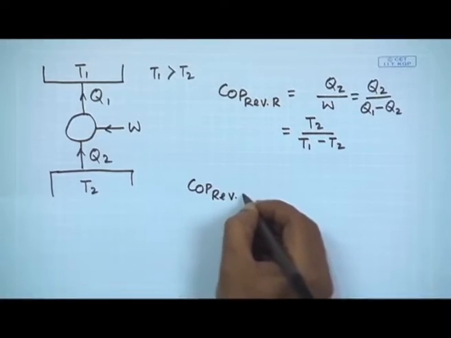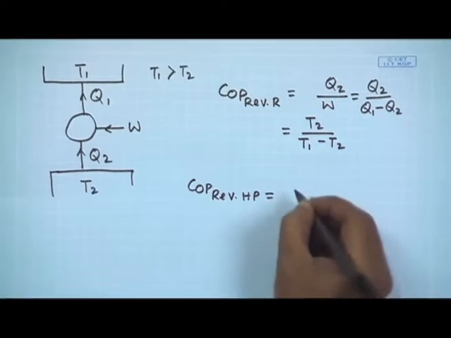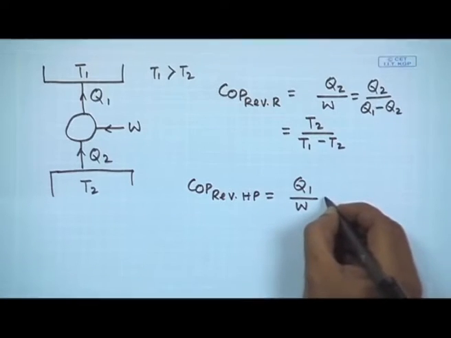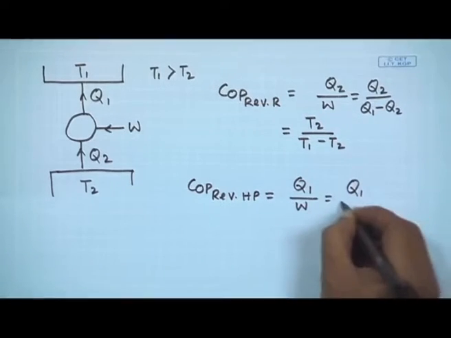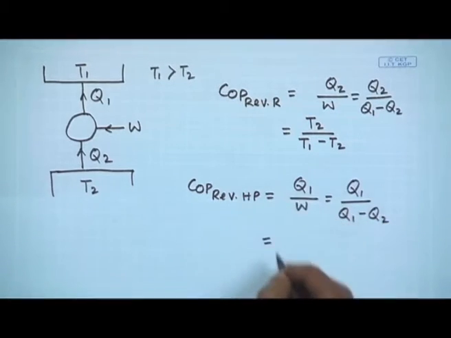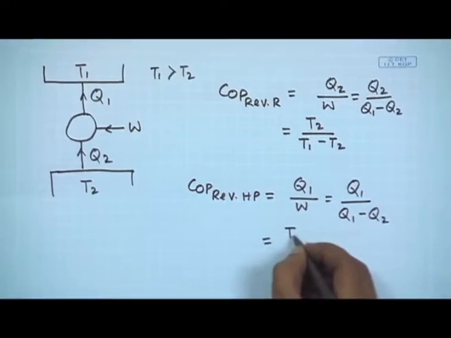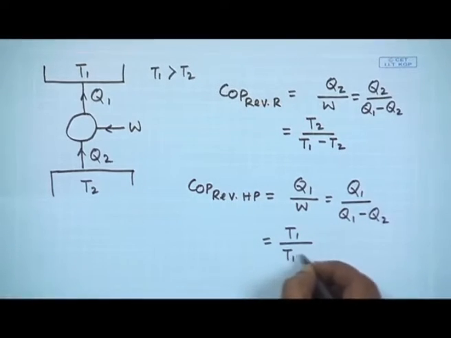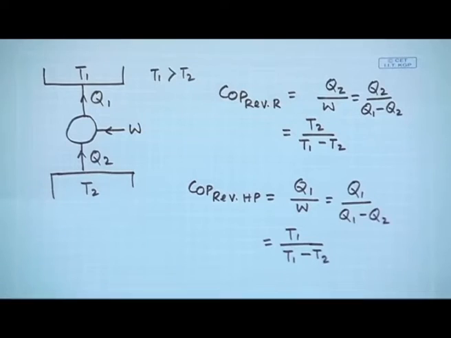The COP of a reversible heat pump will be Q1 by W, that is equal to Q1 by Q1 minus Q2, and in terms of absolute temperature we can write T1 divided by T1 minus T2. As T1 is higher compared to T2, we will have a COP of the heat pump more than 1. Same thing as I have told earlier.